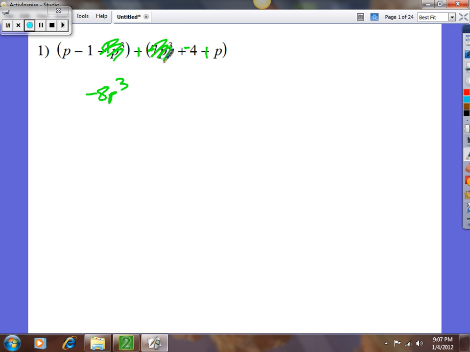and those are gone. Then we're going to go next to the p's. So I got a p and a p, so that's plus 2p, and then a minus 1 and a minus 4 is going to be a minus 5.